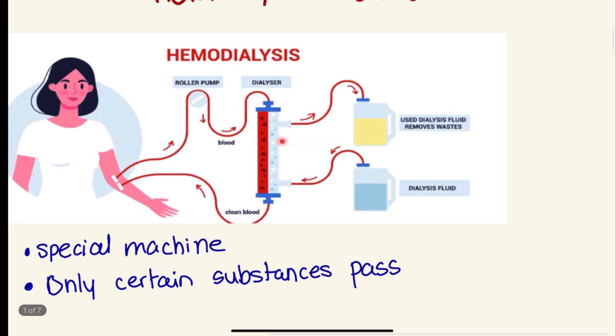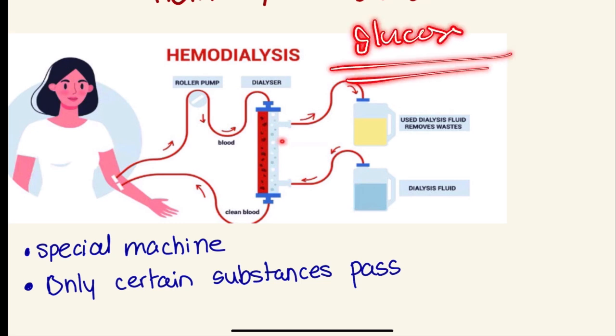Basically, the blood is going to flow through tiny tubules, tiny tubes, and these are only going to allow certain things to pass through them. Okay, so what would these certain things be? These are going to be useful things. For example, if you have a malnourished patient, you would definitely add glucose, right?